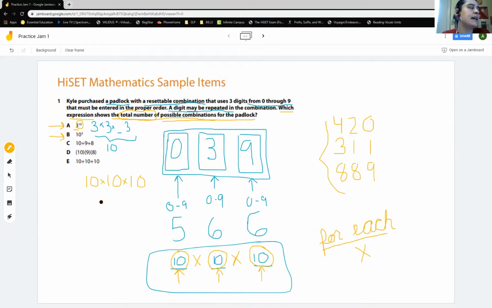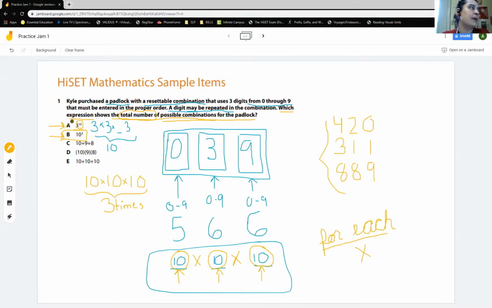So this is the same as our solution to this padlock problem, right? We do need to multiply 10 3 times in order to solve this problem. So B then is going to be the correct answer. So we've identified the correct answer. The correct answer is B. But let's look at the other possibilities and see why they are not correct.